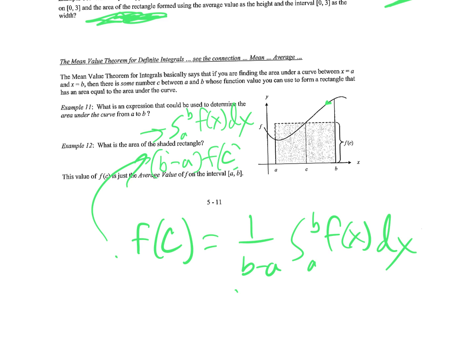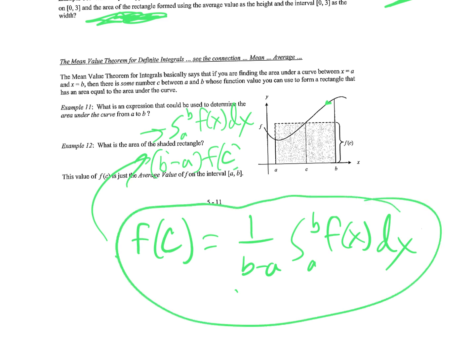I wouldn't get too hung up on it though, folks. This is how we find the average value. And remember, it's not a rate of change we're finding, it's a value on the function. Where does it make a rectangle?